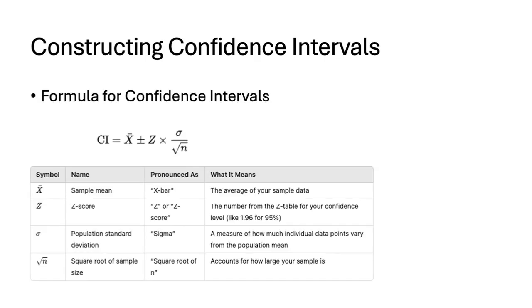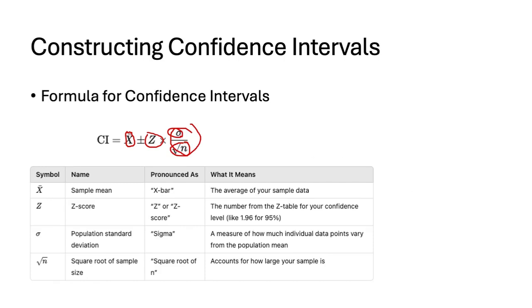Now, to construct a confidence interval for a population mean, we use the formula where x bar is the sample mean, z is the z-score based on confidence level, sigma is the population standard deviation, and then the square root of the sample size. So you can see the x bar here, the z is the z-score times sigma over the square root of n, where n is the sample size.